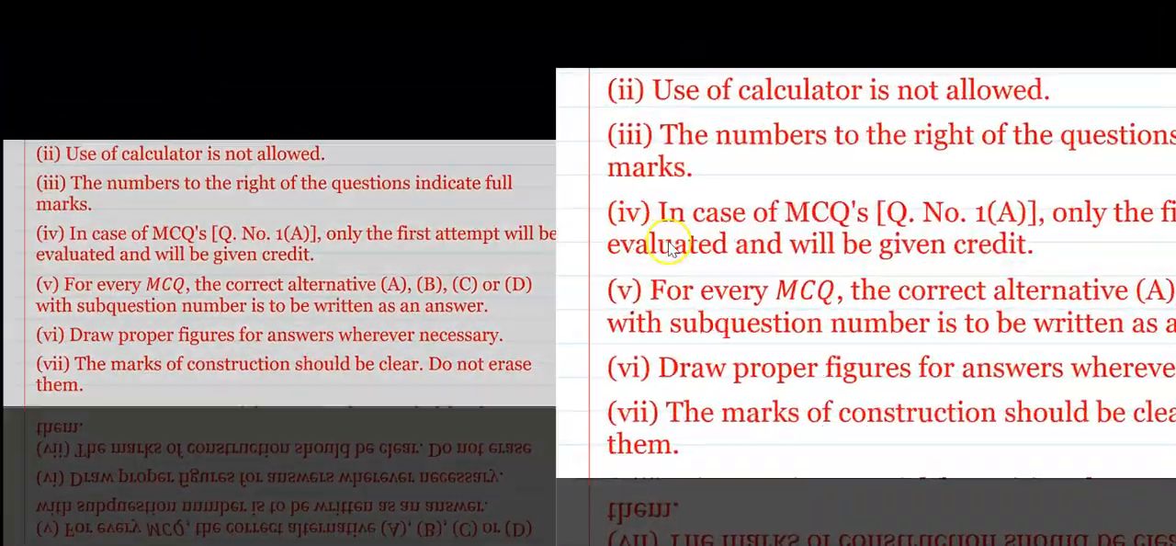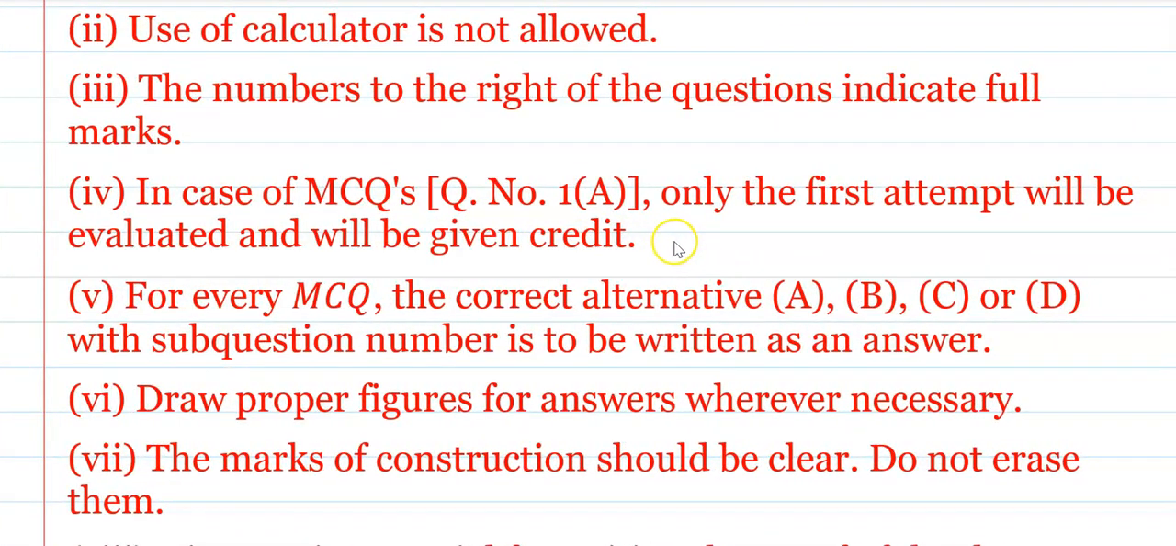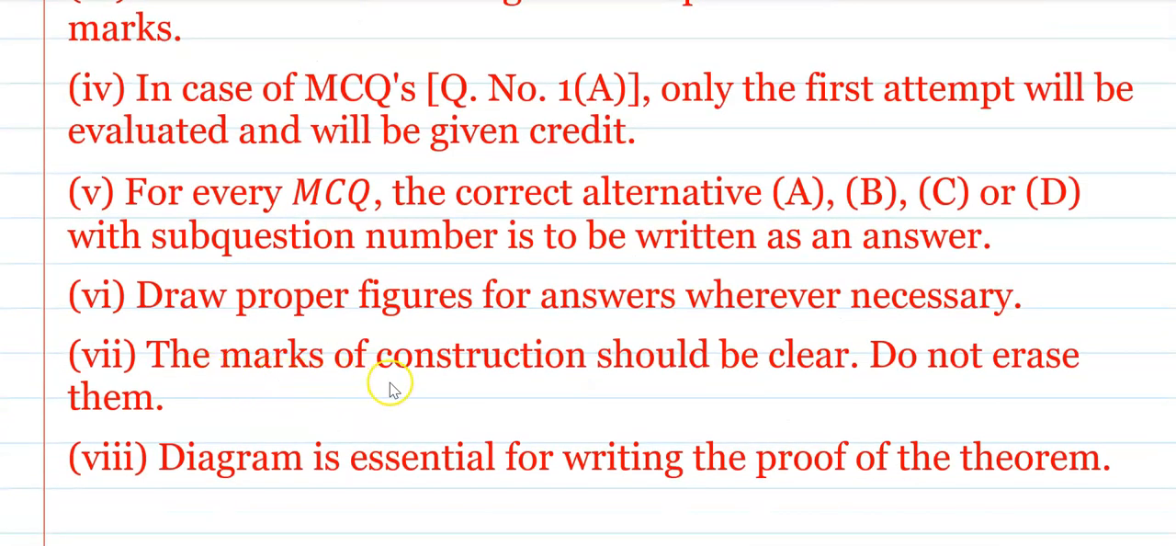So while writing MCQ answers, do not overwrite or cut anything there. Once written, the answer must be correct. For every MCQ, the correct alternative A, B, C or D with sub-question number is to be written as an answer. Draw proper figures for answers wherever necessary. The marks of construction should be clear. Do not erase them. While doing construction, do not erase anything.